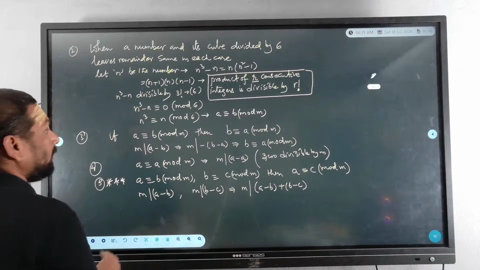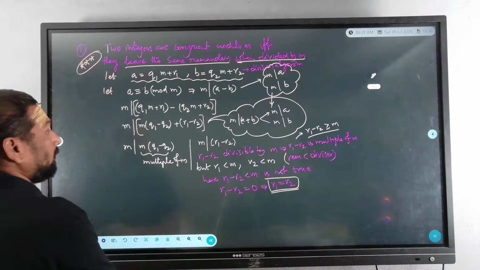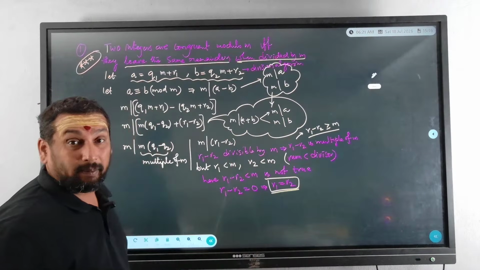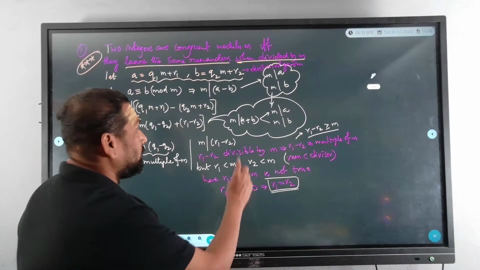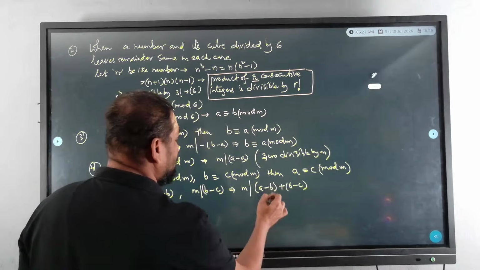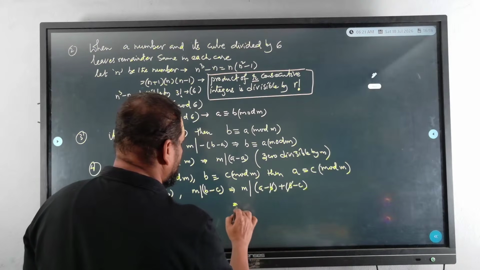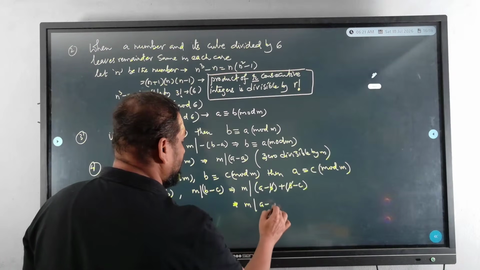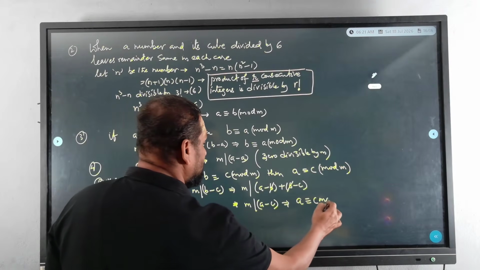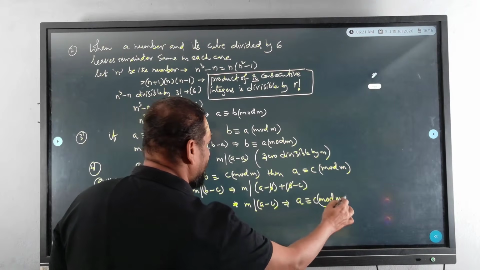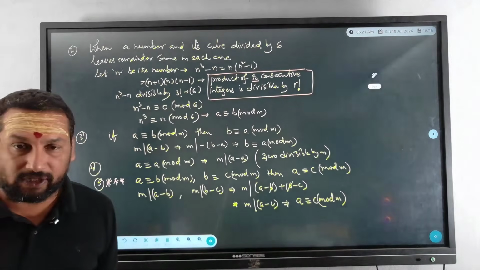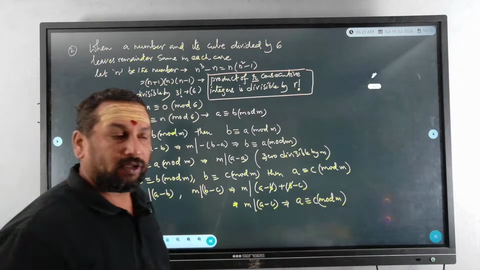See, we have written this property: if m divides a plus b, m divides a and m divides b. So by using this property, now these two get cancelled. m divides a minus c. That implies a congruent to c mod m. All of you, write down these 5 properties. Make it fast.